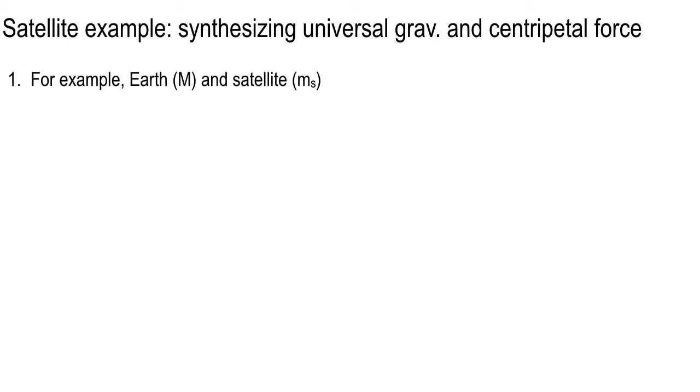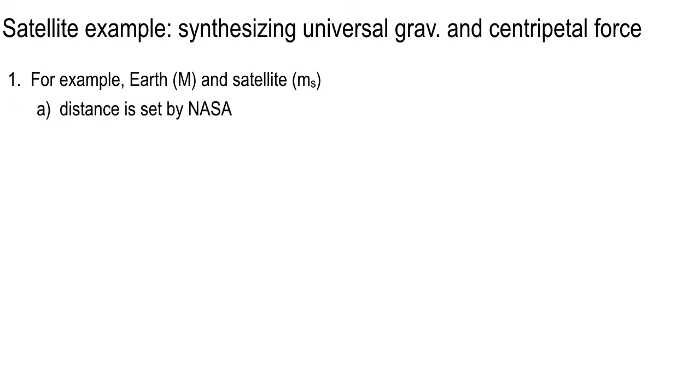All right. So, in other words, we're going to synthesize these two things. Let's think of a simple system, the Earth and a satellite orbiting the Earth. The mass of the Earth is capital M, and the mass of the orbiting satellite is M subscript S. So, I have a little s down there.